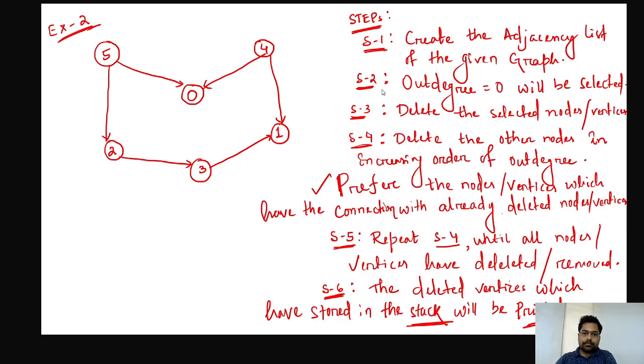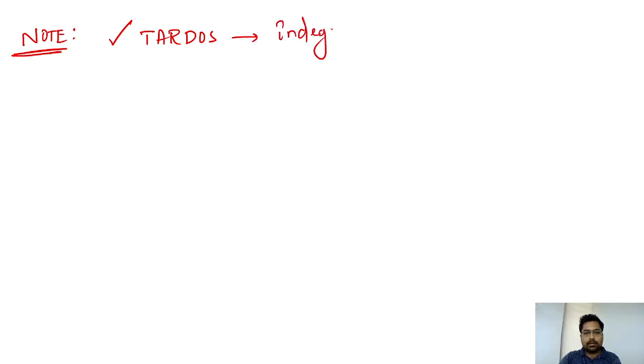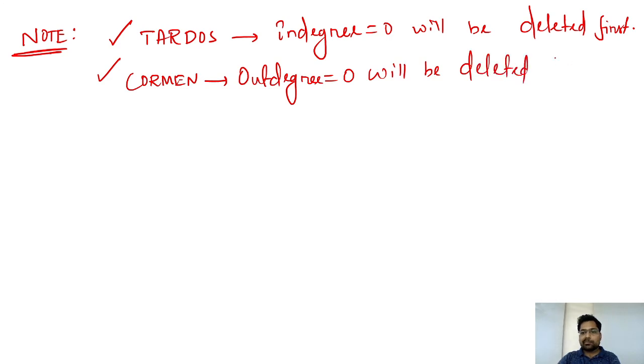Next, as per the note, I'm just highlighting this. As per Tardos, in-degree 0 will be deleted first. Clear? As per Cormen, out-degree 0 will be deleted first. This I have written to gist the note, but it is not mentioned as such anywhere.